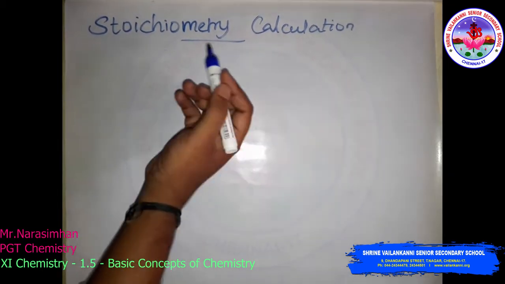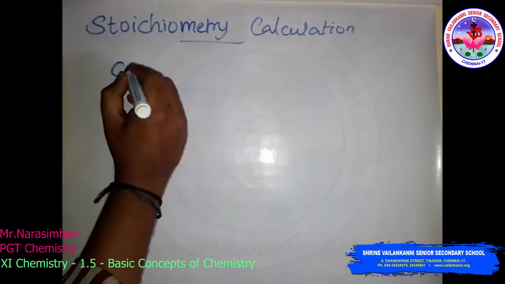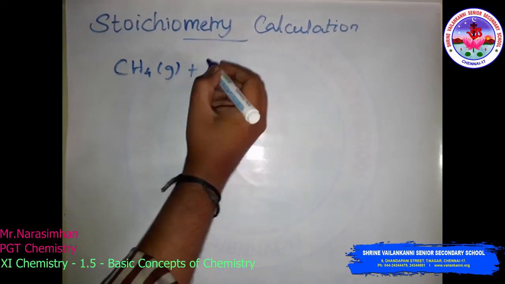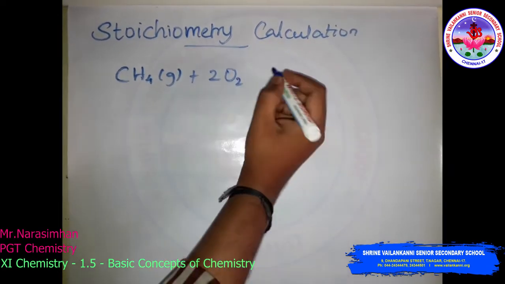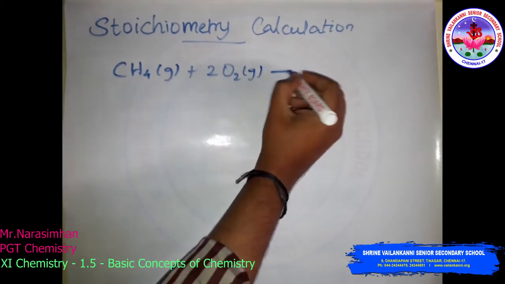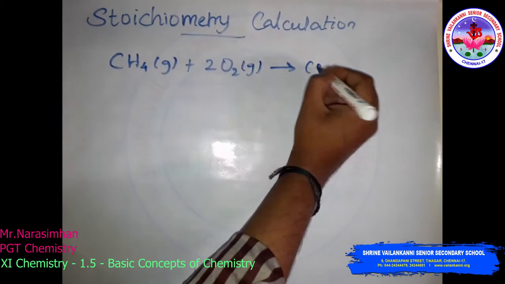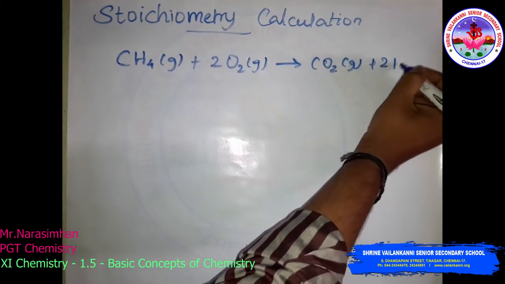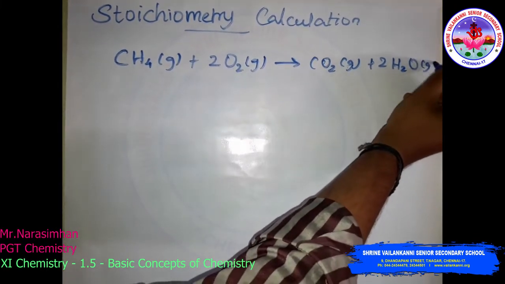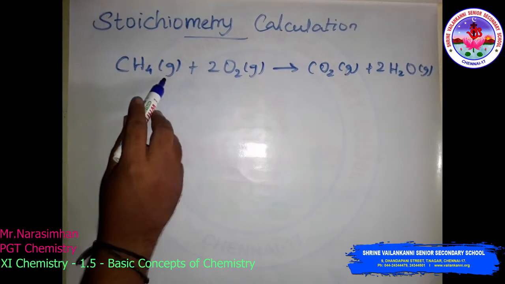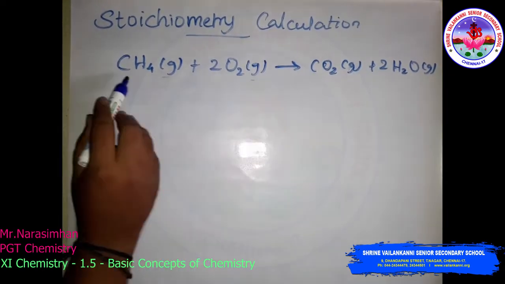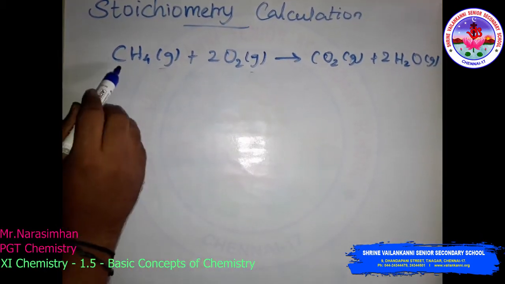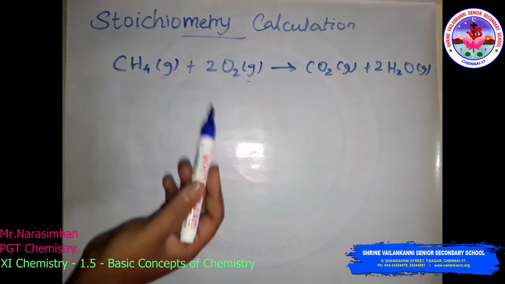trial method. See, consider the chemical equation. CH4 gas, that is methane gas, reacts with 2O2 oxygen gas to produce carbon dioxide CO2 gas and water molecule 2H2O gas. Here look at this, all these are in gaseous form, both reactant and the product side. See here, now check whether the reaction is balanced or not.